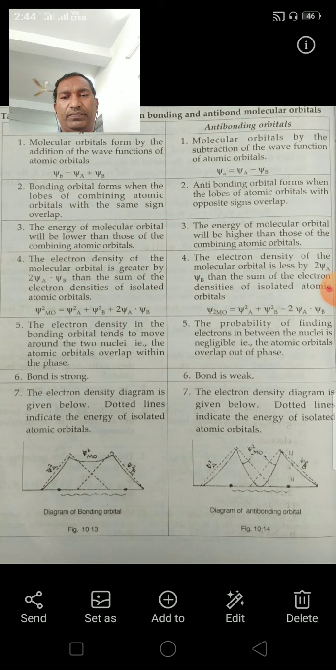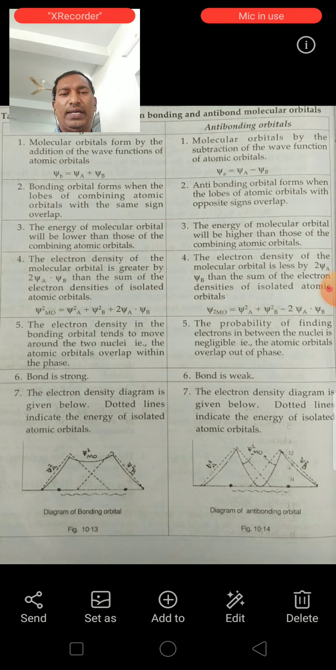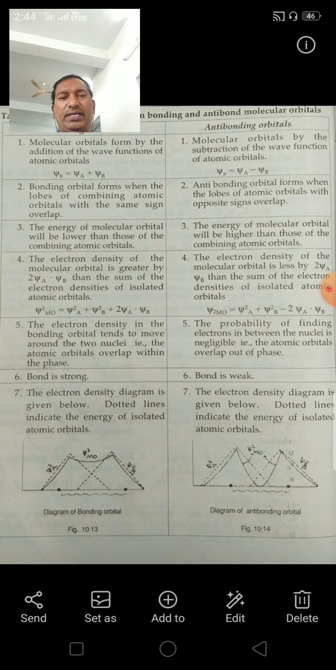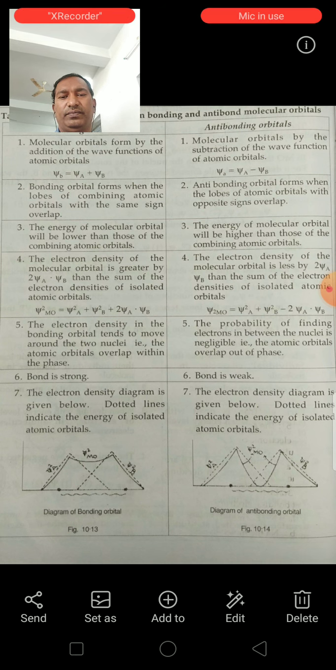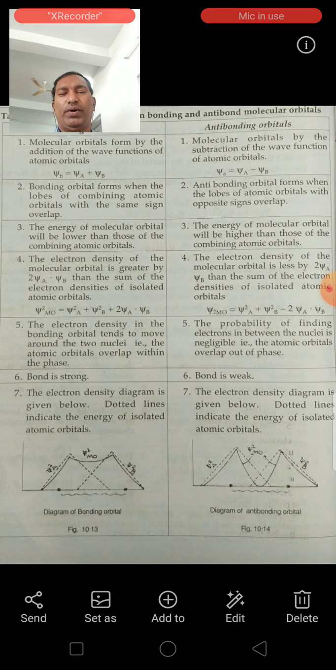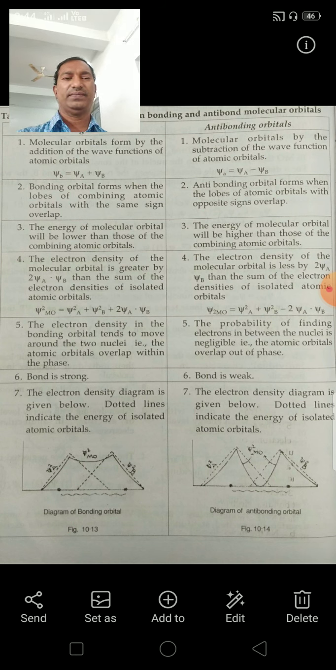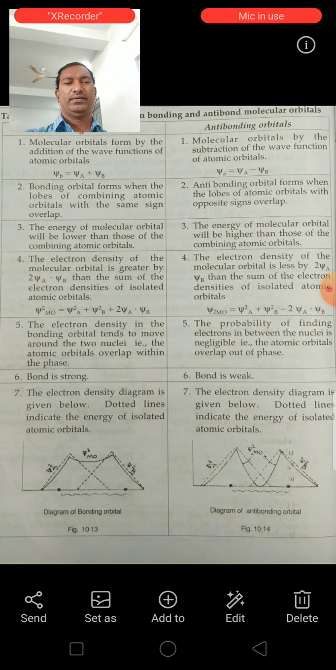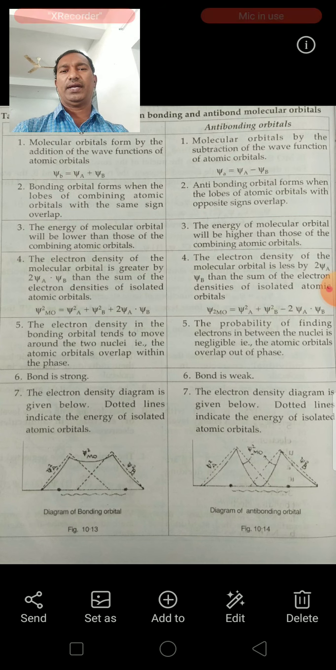The electron density diagram is given below. Dotted lines indicate the energy of isolated atomic orbitals. This is the diagram of the antibonding orbital, and this is the diagram of the bonding molecular orbital. So these are the differences, or comparison, between bonding and antibonding molecular orbitals.